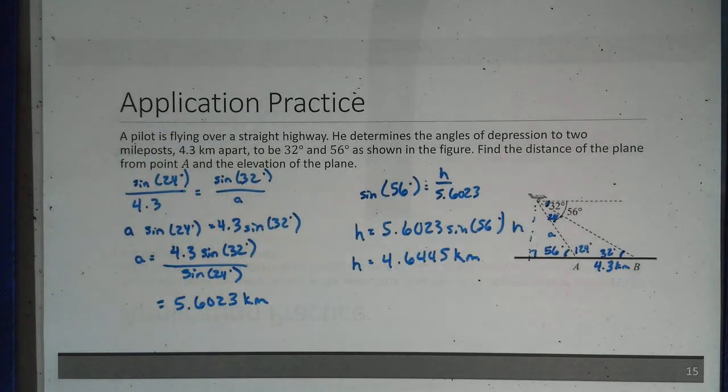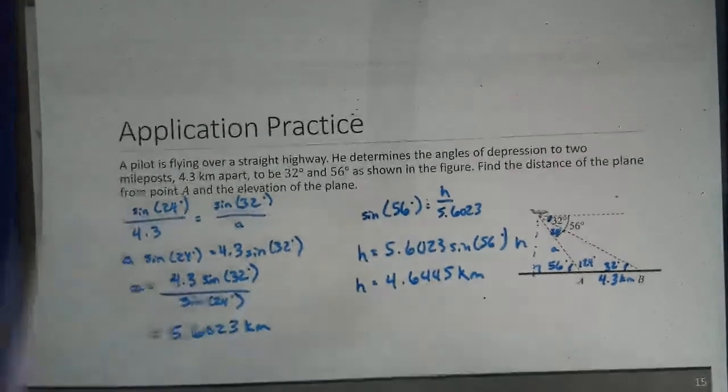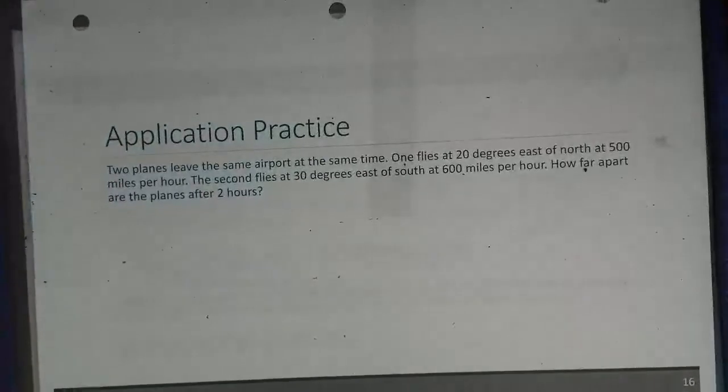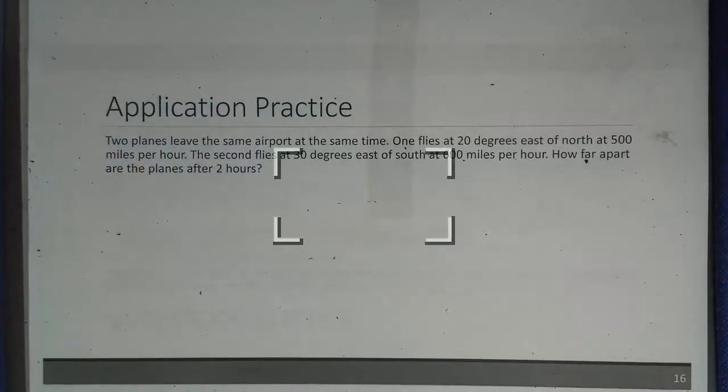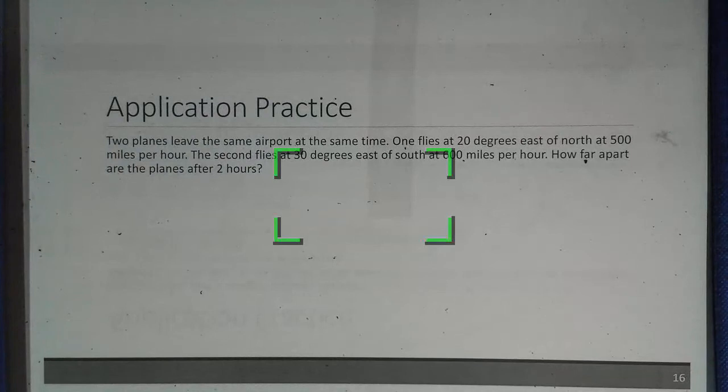Getting close to the end, we're going to look at two more. First up, two planes leave the same airport at the same time. One flies at 20 degrees east of north at 500 miles per hour. The second flies at 30 degrees east of south at 600 miles per hour. How far apart are the planes after 2 hours?